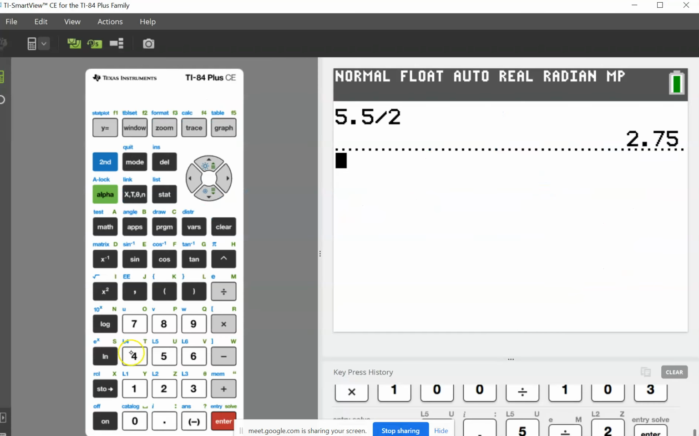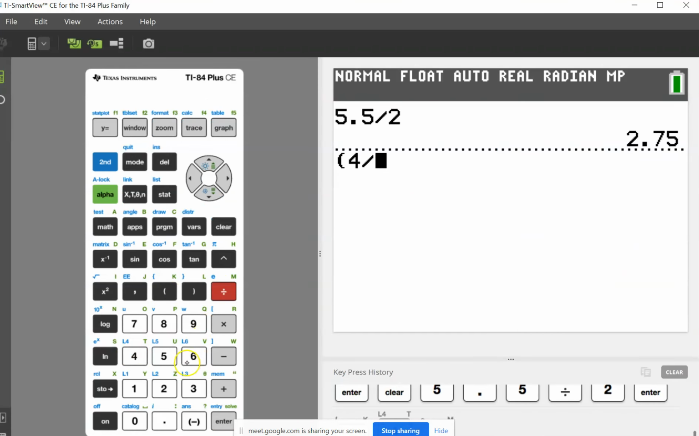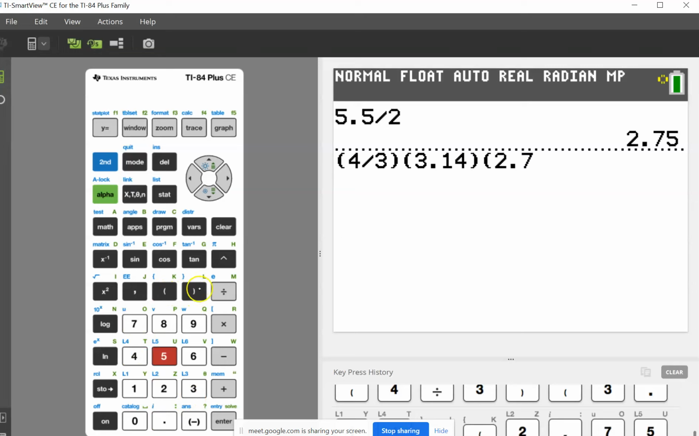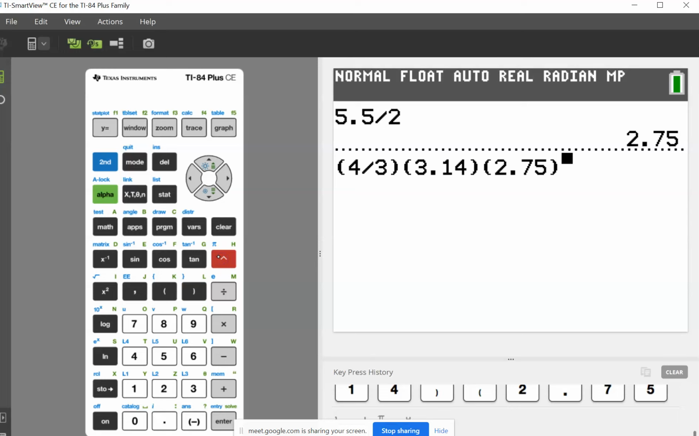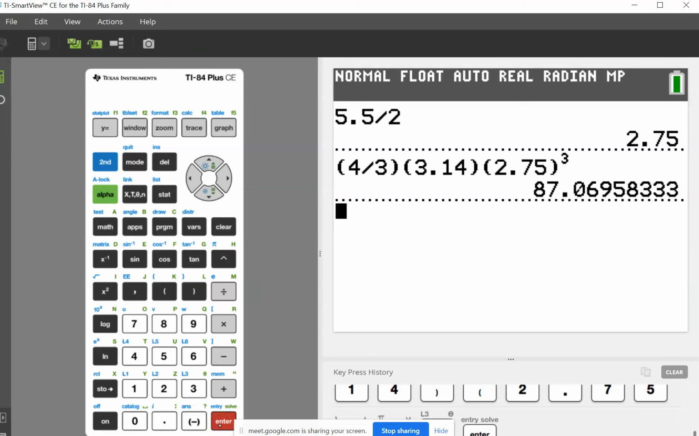So here we have 4/3 times 3.14 times 2.75, and we're going to raise that to the power of 3. And it said to round to the nearest whole cubic inch. The nearest whole number would either be 87 or 88.